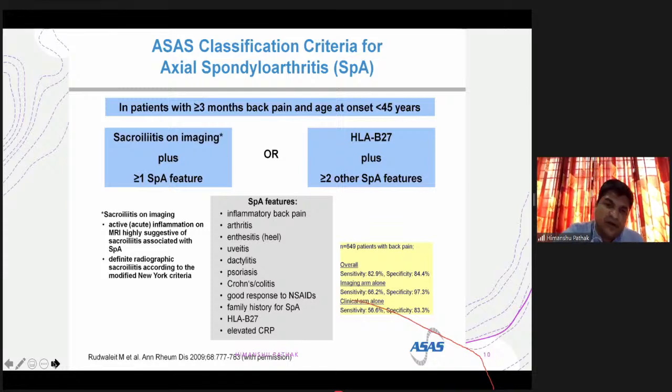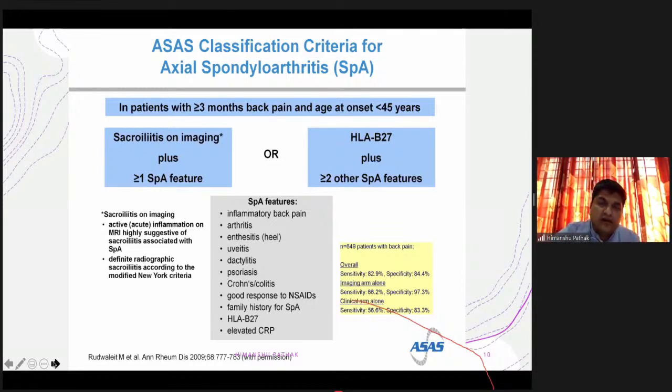So what are the spondyloarthritis features? The important ones are inflammatory back pain, inflammatory arthritis, as we have discussed in the last two talks, enthesitis, Achilles tendonitis, history of uveitis, history of psoriasis, history of Crohn's disease, very good response to non-steroidals, family history of spondyloarthritis, HLA-B27 positivity, and raised CRP. So all these are spondyloarthritis features.